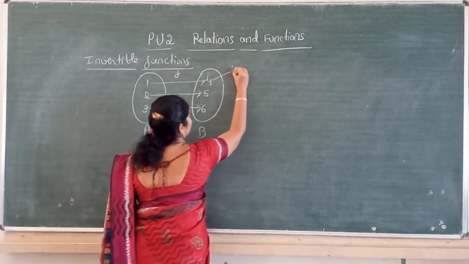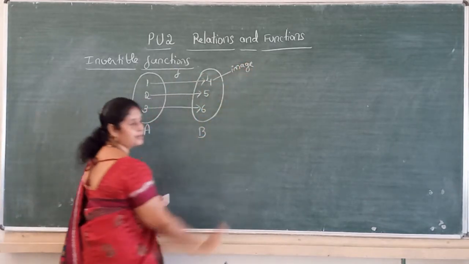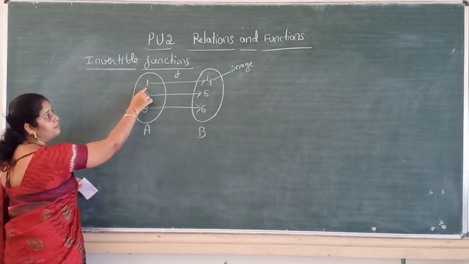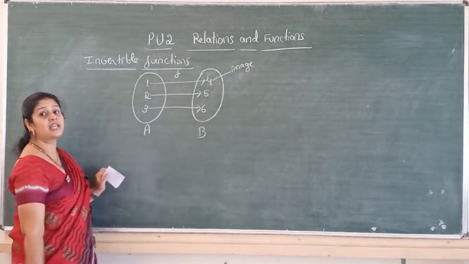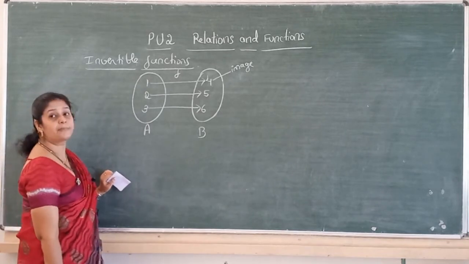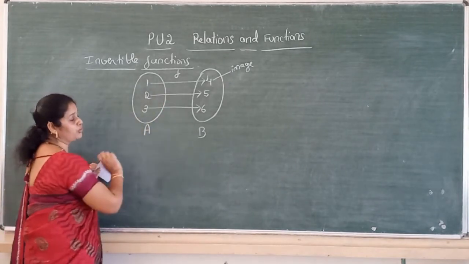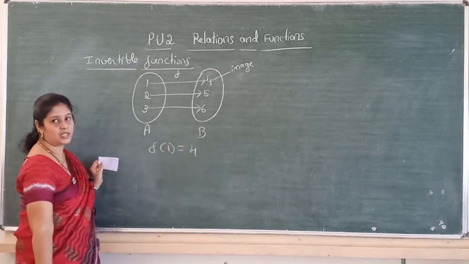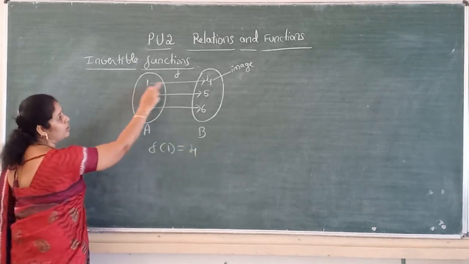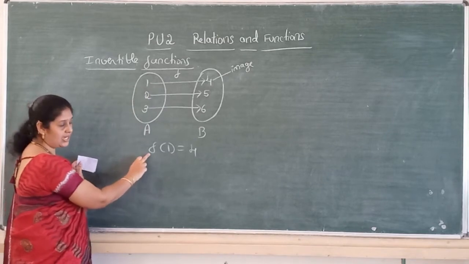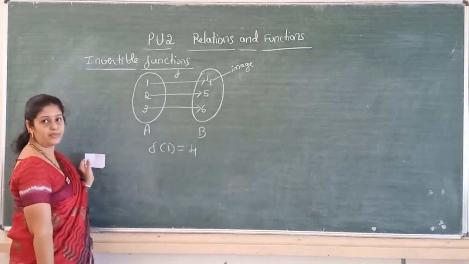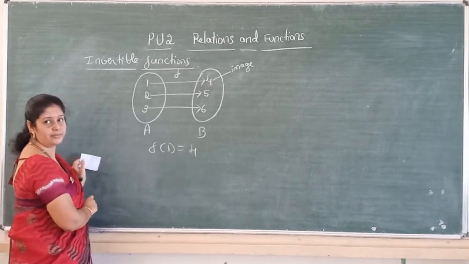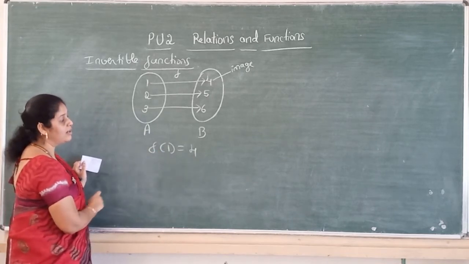So this is image, right? 4 is image. Then what about this? This is pre-image. So 1 is pre-image of 4. So we write f of 1 is 4, correct? Always if 1 goes to 4 under f, we write f of 1 is 4. That means 4 is image of 1.